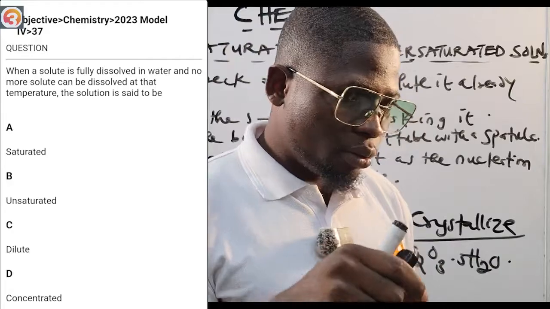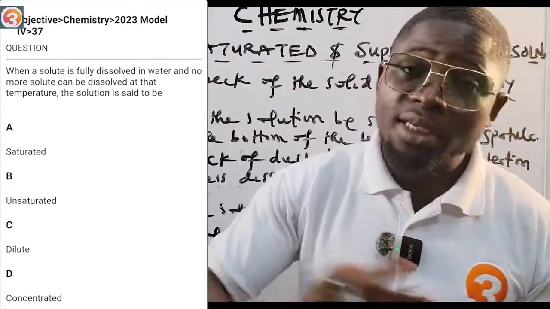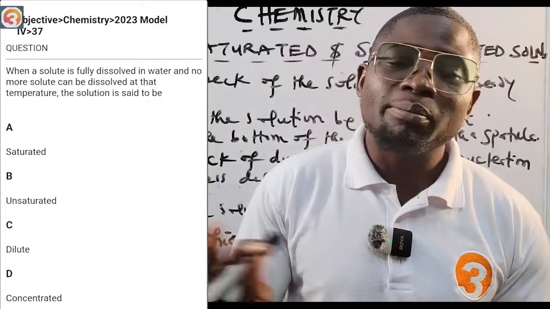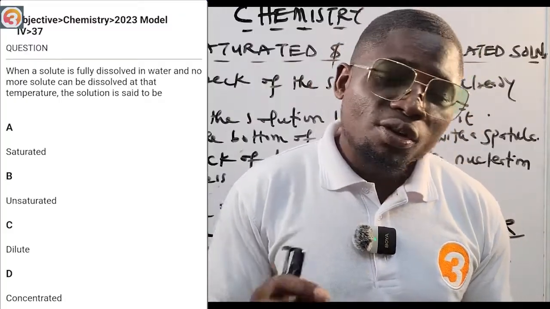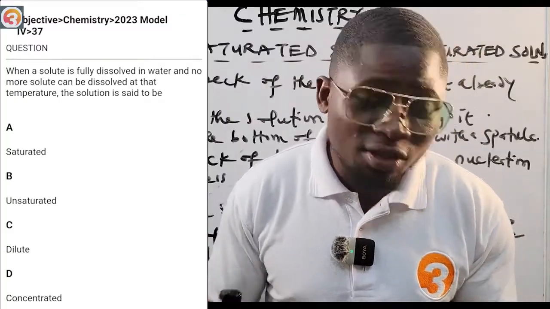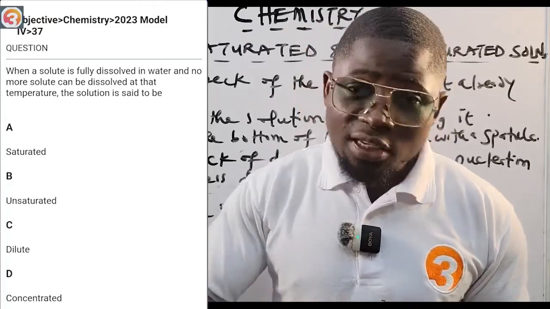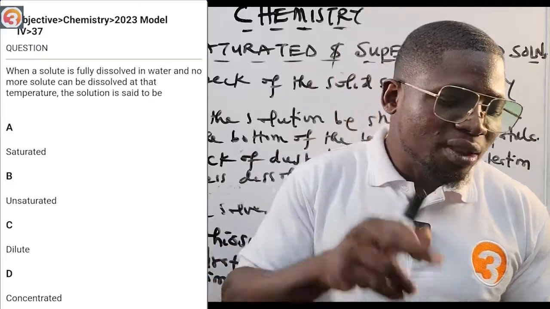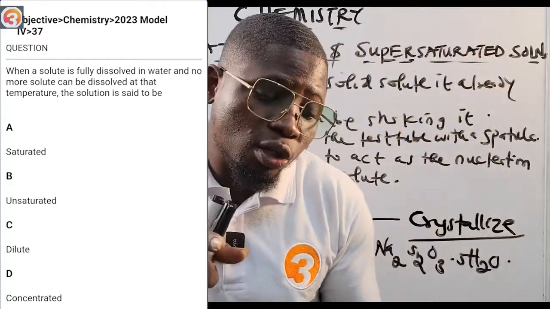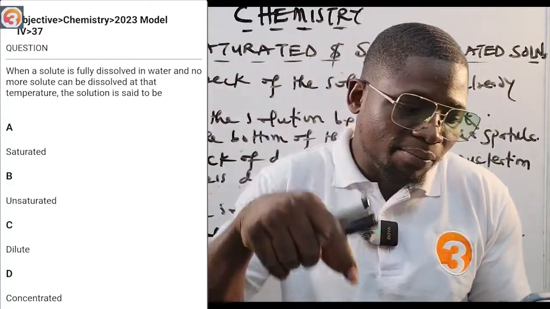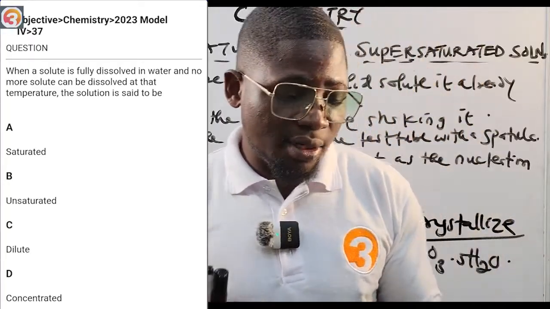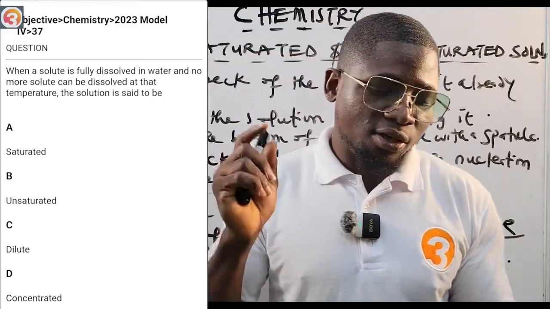It says when a solute, you put solute inside water, is fully dissolved, and no more solute can be dissolved at that temperature, that means it can't receive any more solute. So you should understand the language. When the solute is fully dissolved in water and no more solute can be dissolved at that temperature, the solution is said to be what? A, saturated; B, unsaturated; C, dilute; D, concentrated.